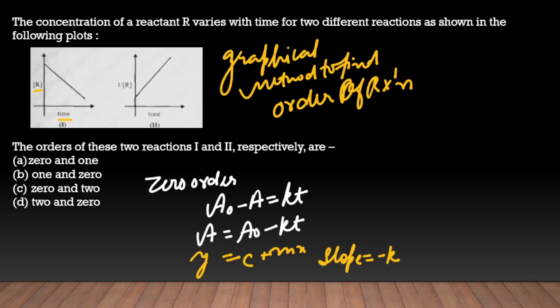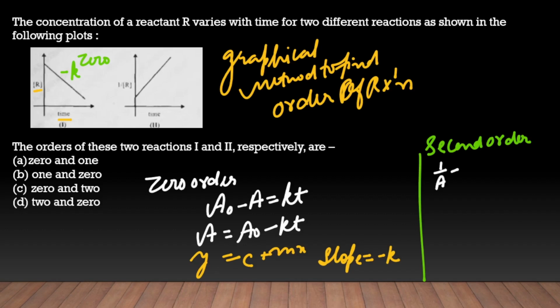Here a negative slope we are having, which represents minus K, and some intercept value is also there, which means the first plot corresponds to the zero order. Now the second one is for the second order. Why not the first order? Because in first order, the integrated rate expression includes natural logarithmic terms. So we are taking the second order now.